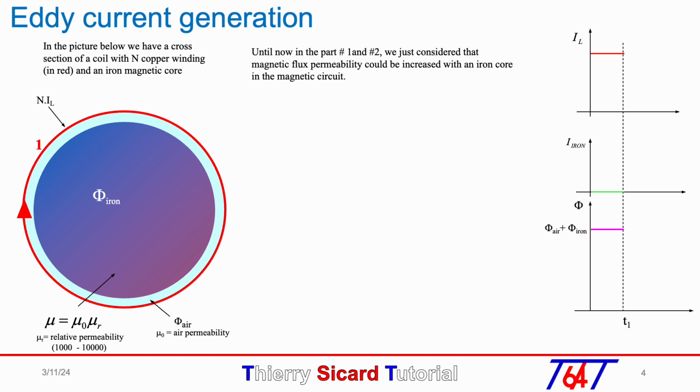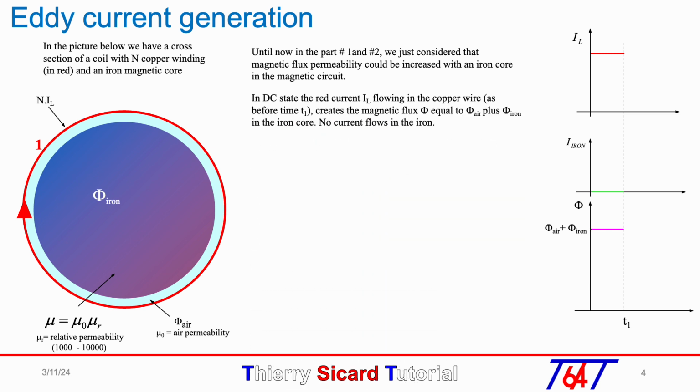In this state, as before time t1, the current flowing in the N winding provides a magnetic flux phi equal to B times S, with H equal to N times IL divided by L. L is the magnetic circuit length. A part of the flux is in the air gap between copper and iron, and the second part of the flux is in the iron core.